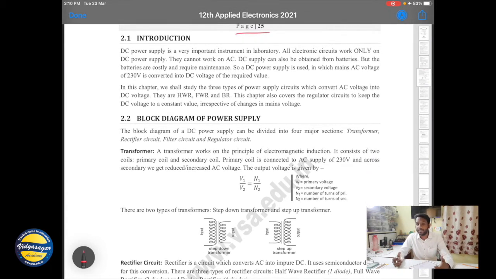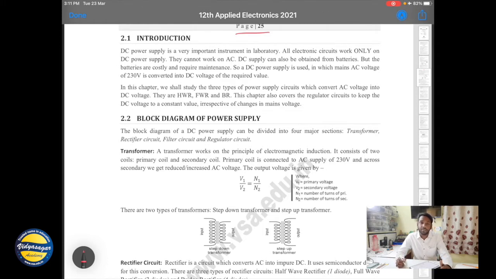Starting with the DC power supplies, it is a very important instrument in any electronic laboratory, because all electronic devices work only on DC. They cannot work on AC. Now you have to note a point over here that there is a difference between electronic and electrical devices. Electronic devices consist of some semiconductors in them, whereas electrical devices do not have any semiconductor devices in them. So electronic devices only work on DC. You need to keep this point in your mind.